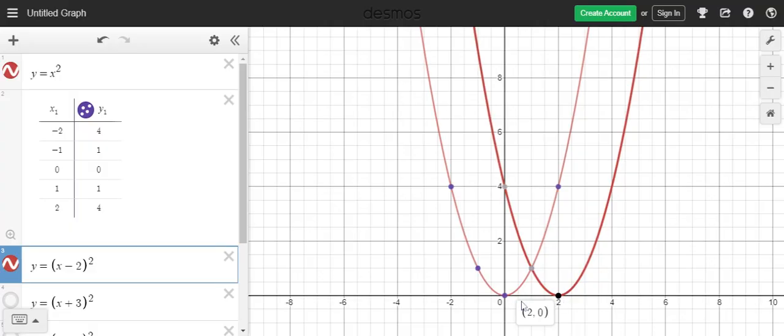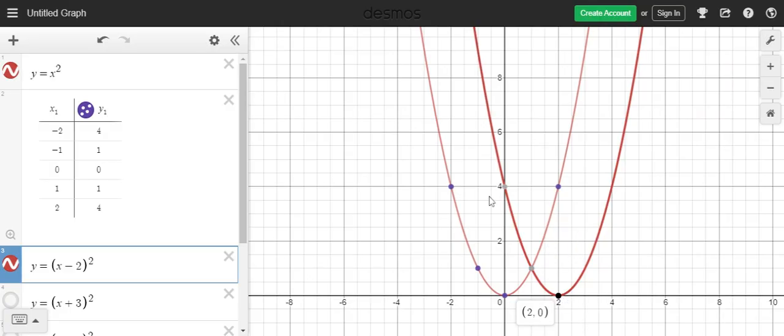Well, we say that the graph of this quadratic relation, this parabola, is translated or shifted to the right by 2 units. And this is the name of the transformation. It's called a horizontal shift or horizontal translation. You can also just say translation. So a horizontal shift to the right by 2 units, that's exactly what happened.